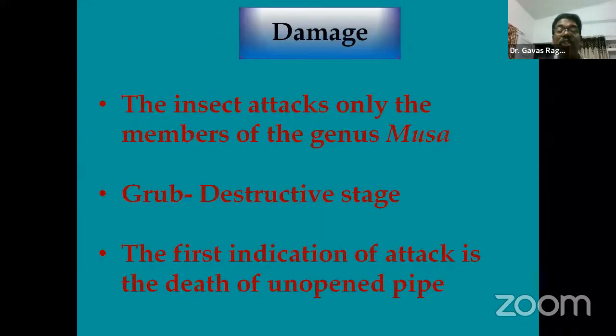So the insect attacks only the members of the genus Musa. You know that the scientific name of banana is genus Musa. So it is kind of a monophagous pest, you can say. The grub is a destructive stage, and the first indication of the attack is the death of the unopened pipe. The immature leaf is called the pipe. So the death of the unopened pipe is the indicator that your banana plant is infested by rhizome weevil.